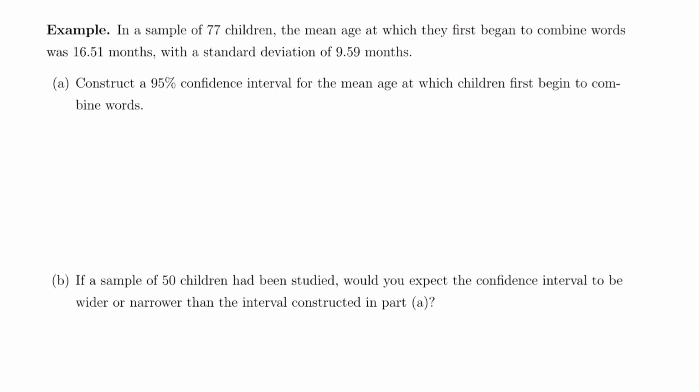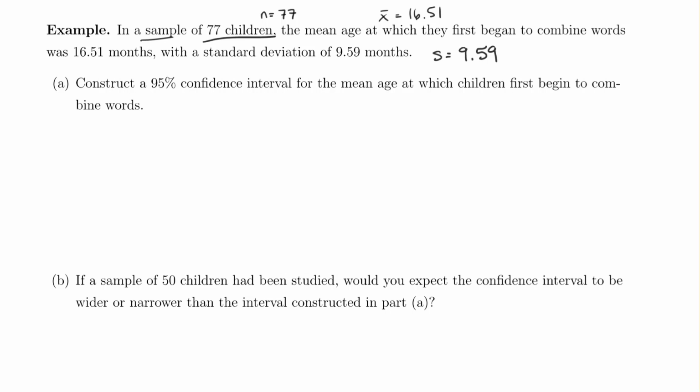Now it says, in a sample of 77 children, as I'm reading, I'm writing down key detail, sample size is 77. The mean age at which they begin to combine words, this is our sample's mean, is 16.51, so X bar is 16.51. And the sample standard deviation, because it's still within that beginning sentence, is 9.59. Now remember, when it deals with the sample, we use S. When it deals with the population at large, we use sigma.